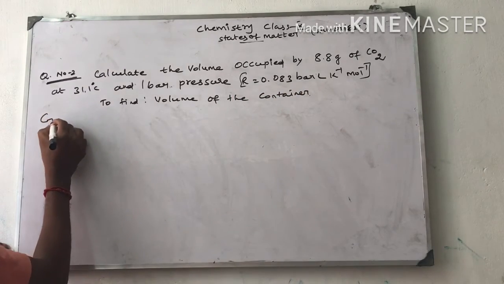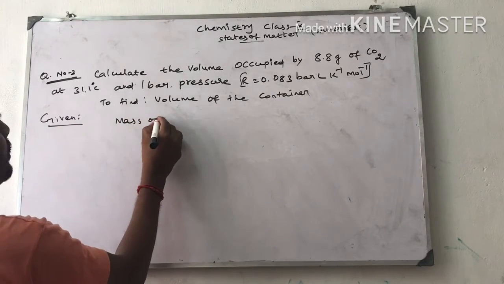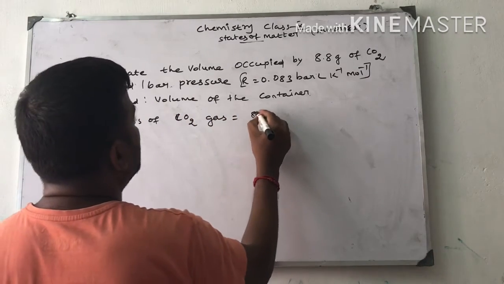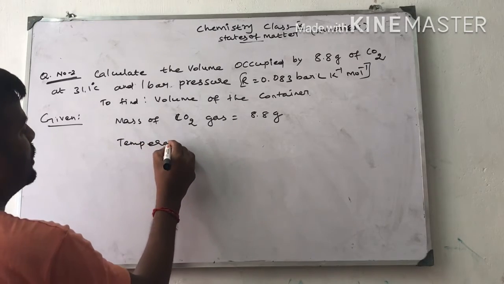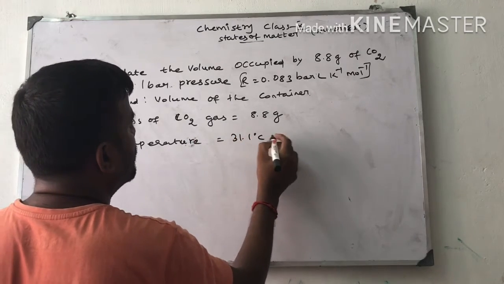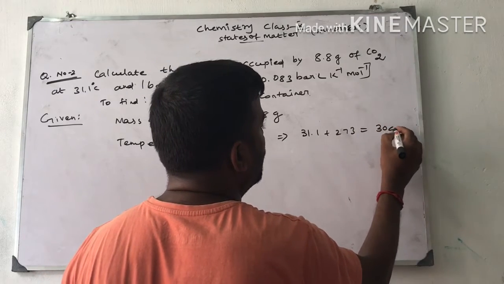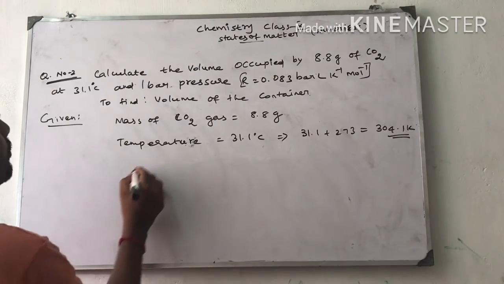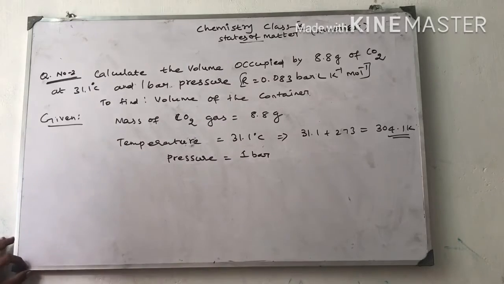Okay. Given, what are the terms given here? Mass of carbon dioxide gas is equal to 8.8 grams, given mass. Next, temperature is equal to 31.1 degrees Celsius, which is equal to 31.1 plus 273 is equal to 304.1 Kelvin. Okay, temperature given. Next one, pressure is equal to 1 bar.